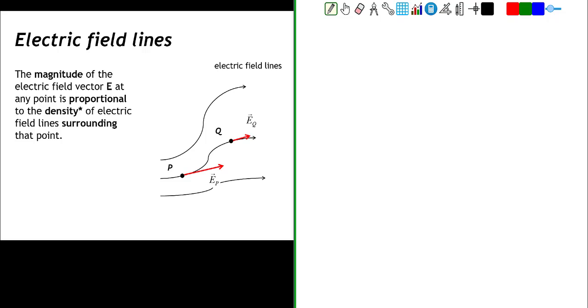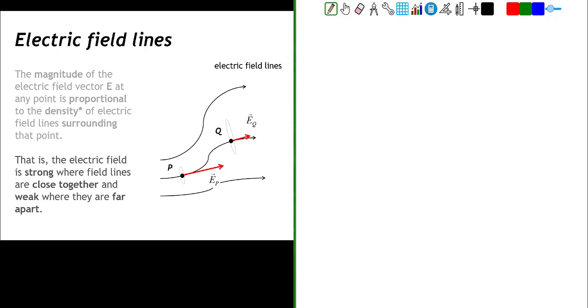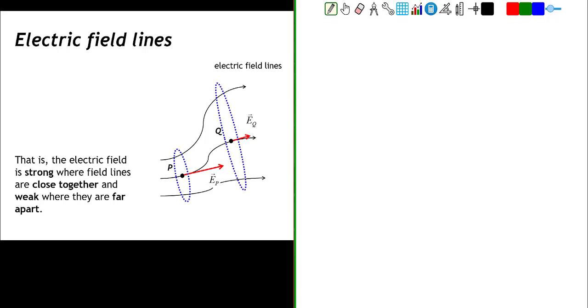The magnitude of the electric field vector E at any point is proportional to the density of the electric field lines surrounding that point. That is, the electric field is strong where field lines are close together and weak where they are far apart.